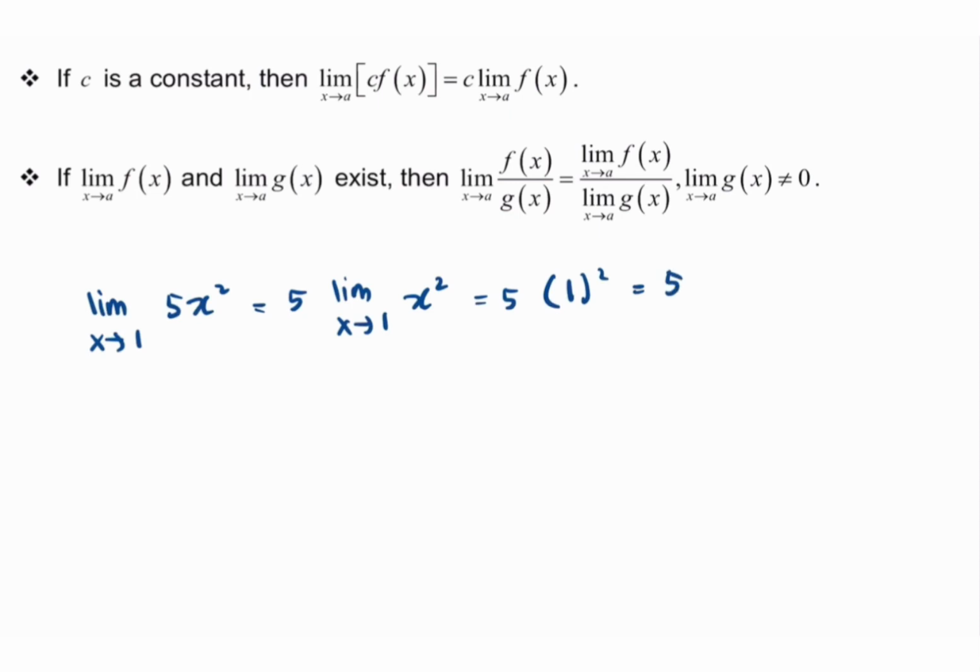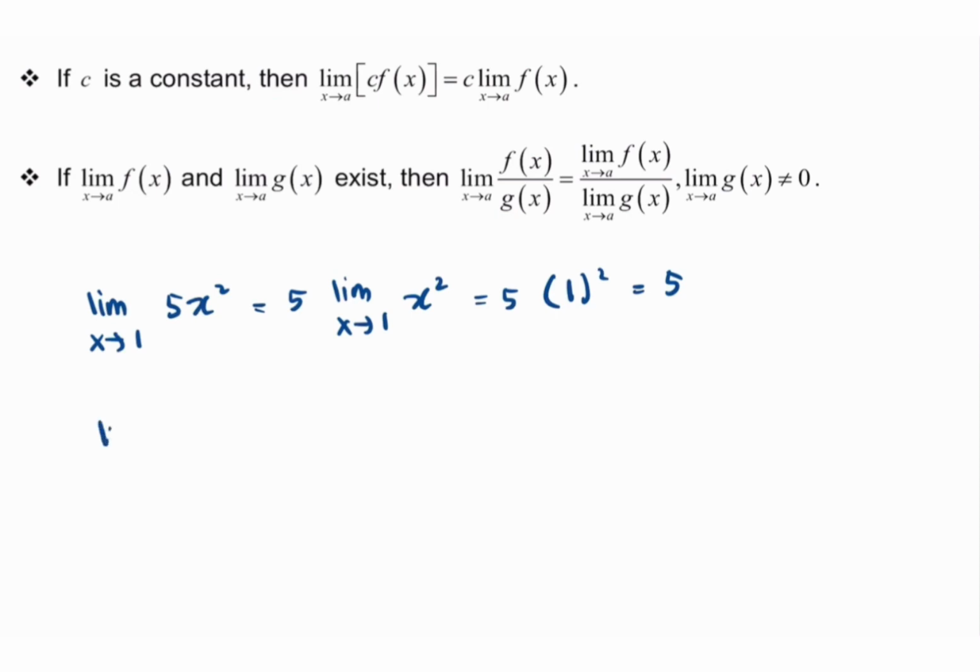Okay, so next properties. So if limit f(x) as x approaching to a and limit g(x) as x approaching to a exist, then limit f(x) over g(x) as x approaching to a is equal to limit f(x) as x approaching to a divided by limit g(x) as x approaching to a, di mana limit g(x) ni tak boleh kosong lah. Okay, so kalau kita nak bahagi, kita boleh pecahkan dia juga.